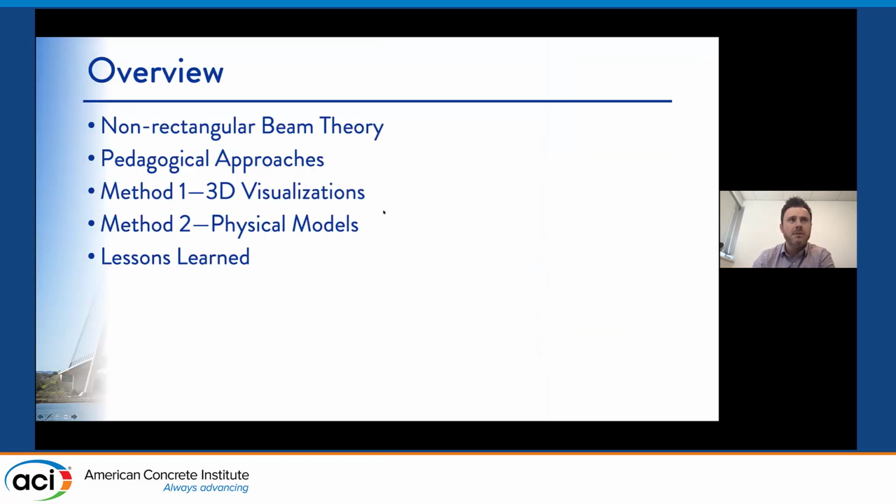Just a quick overview, kind of the same setup as last time. Non-rectangular beam theory, just want to touch on that a little bit, which will include some struggles that students tend to have. Briefly go over the pedagogical approaches that we use, and then look at the two methods with 3D visualizations and again, the physical models, and then just a few lessons learned that we've looked at over the years.